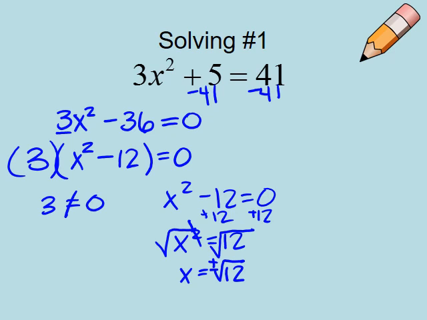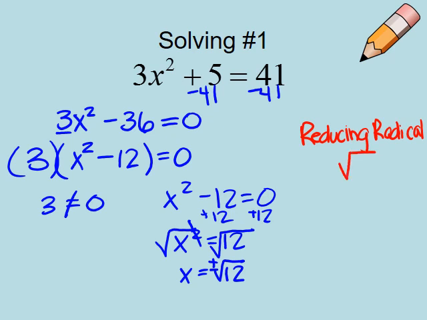Now we need to review and revisit reducing radicals. When reducing radicals, I often use the term good root, bad root. Good roots are perfect squares. Bad roots are not perfect squares.